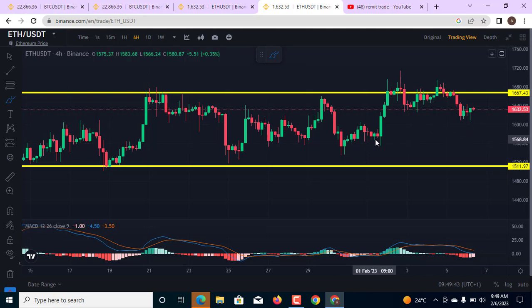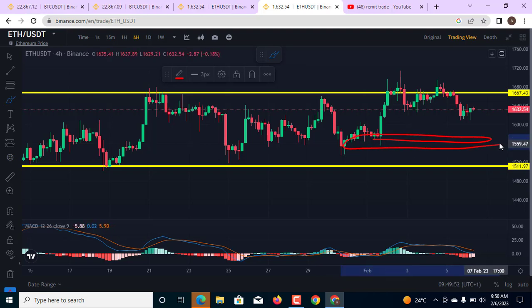So what I'm expecting right now is the market to drop a little bit to the downside to this very area of $1,560 at this very point. So this is where I am paying attention right now on the chart, at this level of support, which is a very important support level.